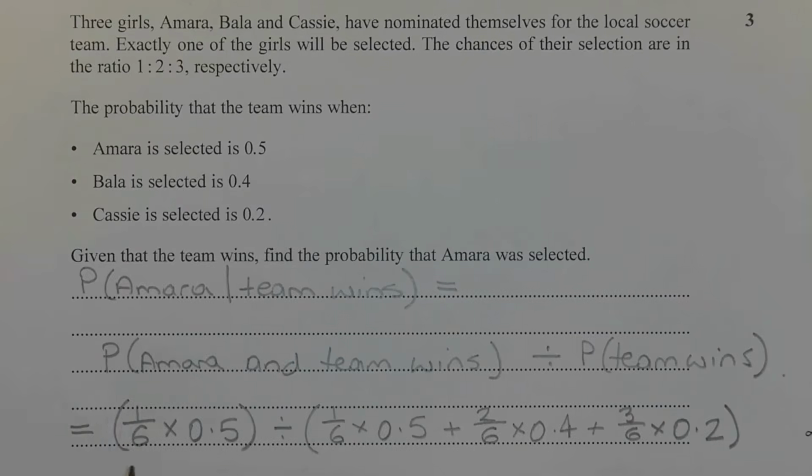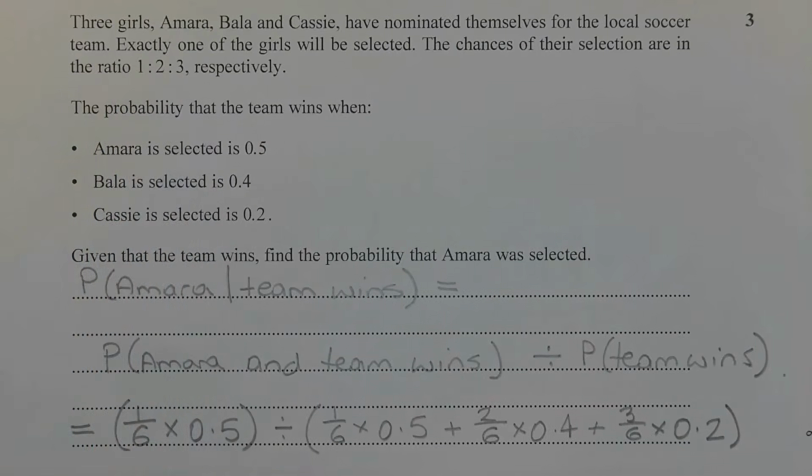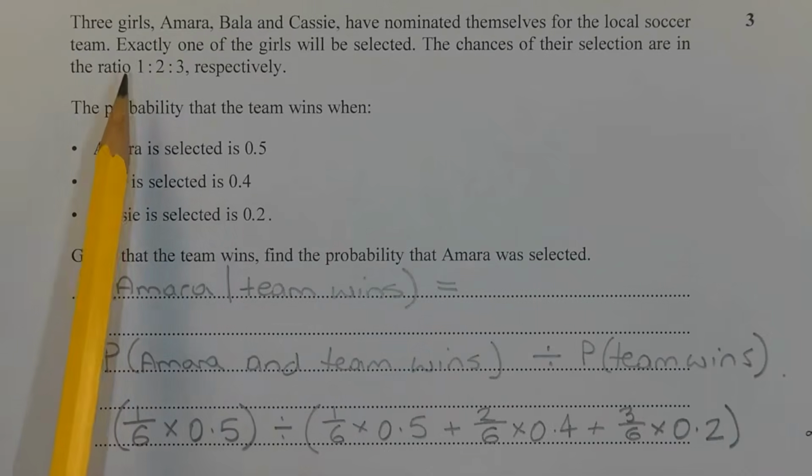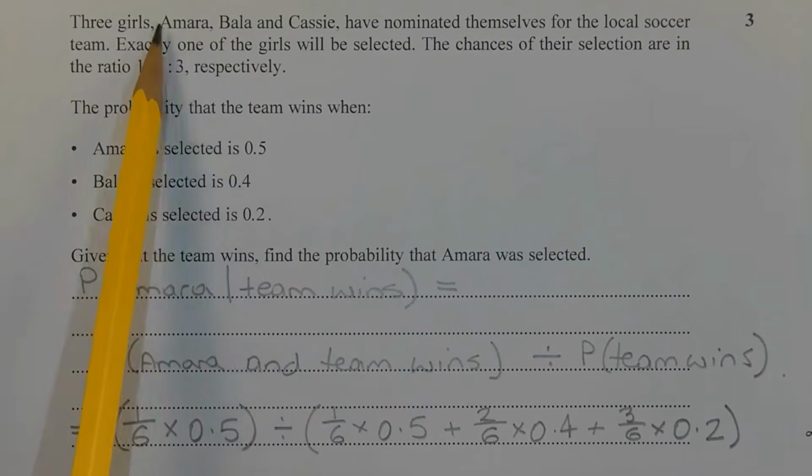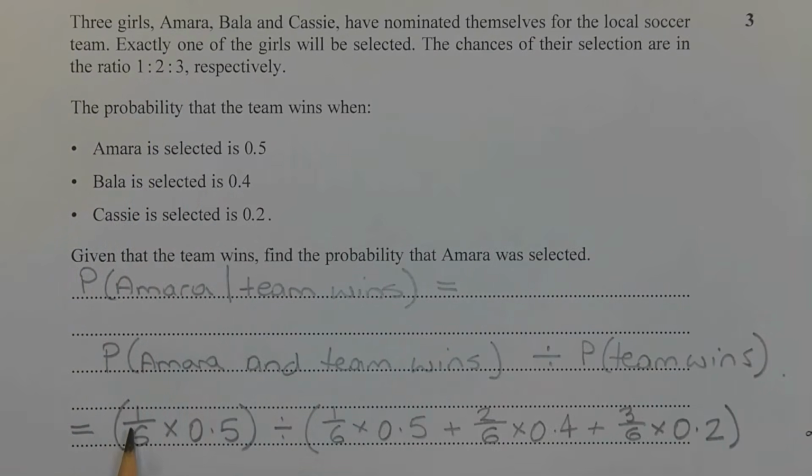Now the 1 over 6, that's the probability that Amara is selected, comes from this ratio here. If we add the terms of the ratio together, 1 plus 2 plus 3 is equal to 6, and the first term of the ratio corresponds to Amara. So that's why it's 1 over 6 here. And then we multiply that by the probability that the team wins when Amara is selected.